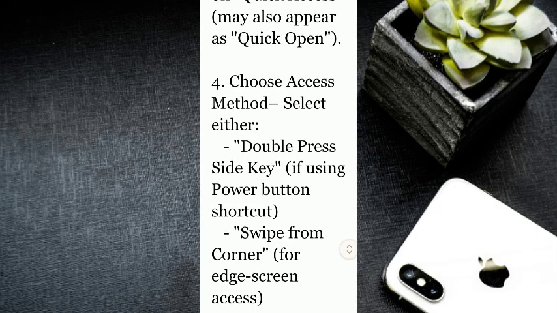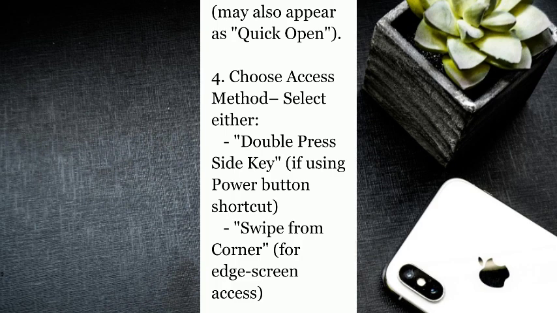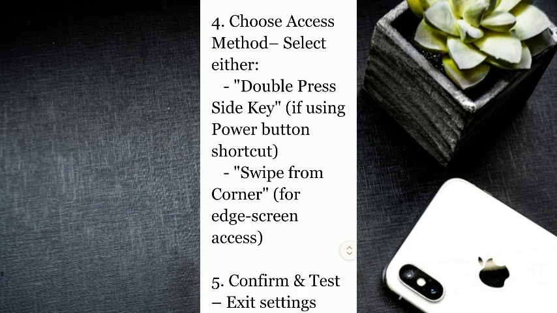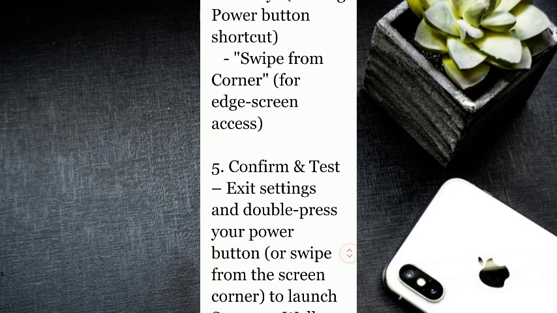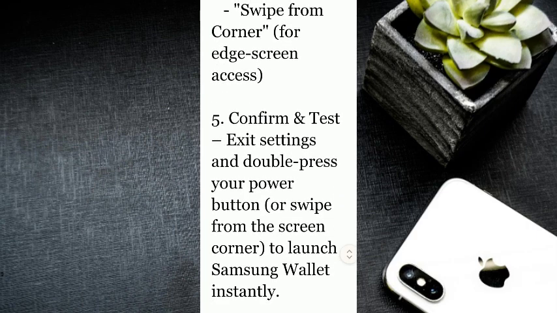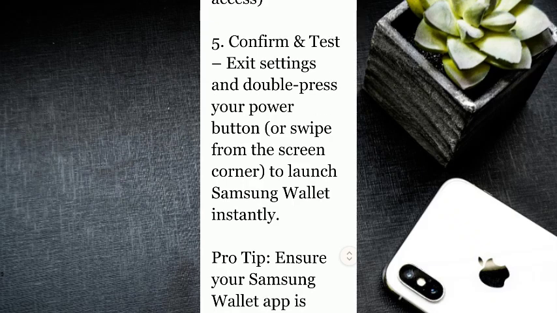Then you have to select either double press side key if you're using the power button shortcut, or you can choose swipe from corner for edge screen access. Then exit the settings and double press your power button or swipe from the screen corner to launch Samsung Wallet instantly.